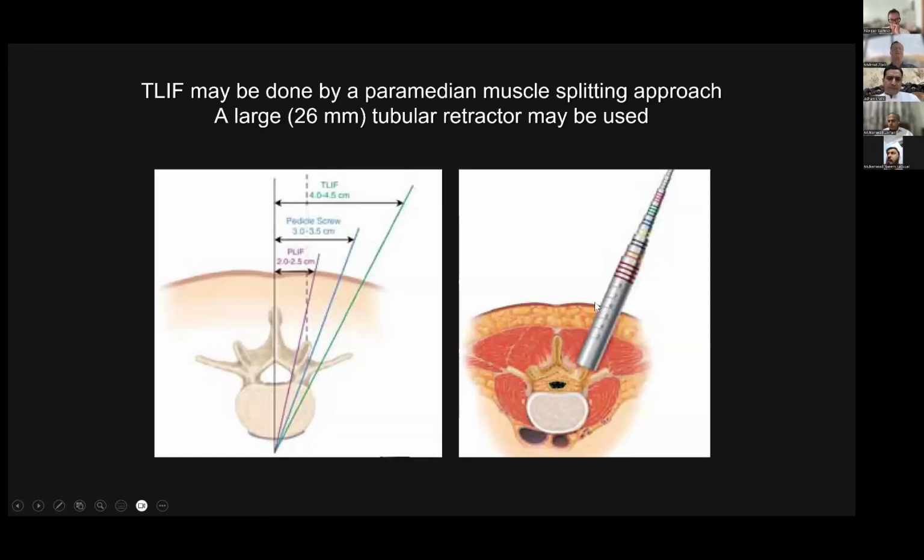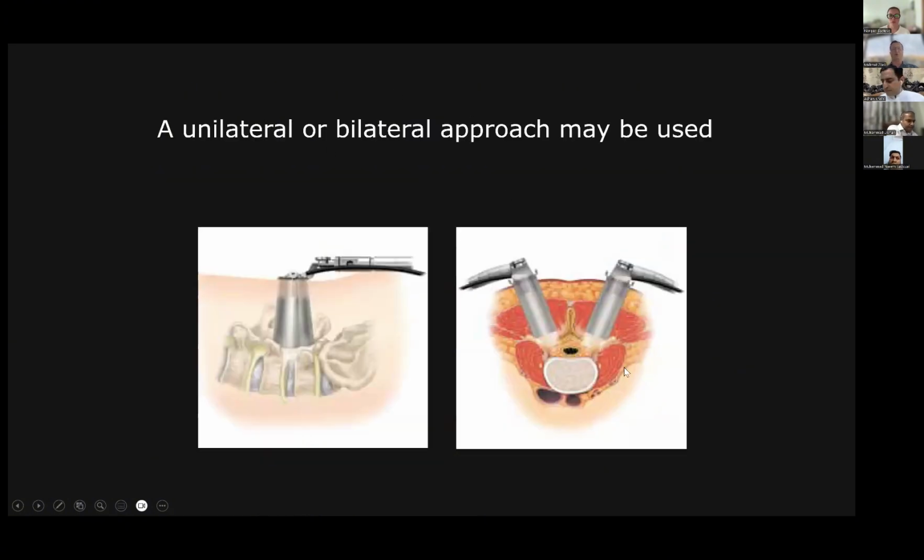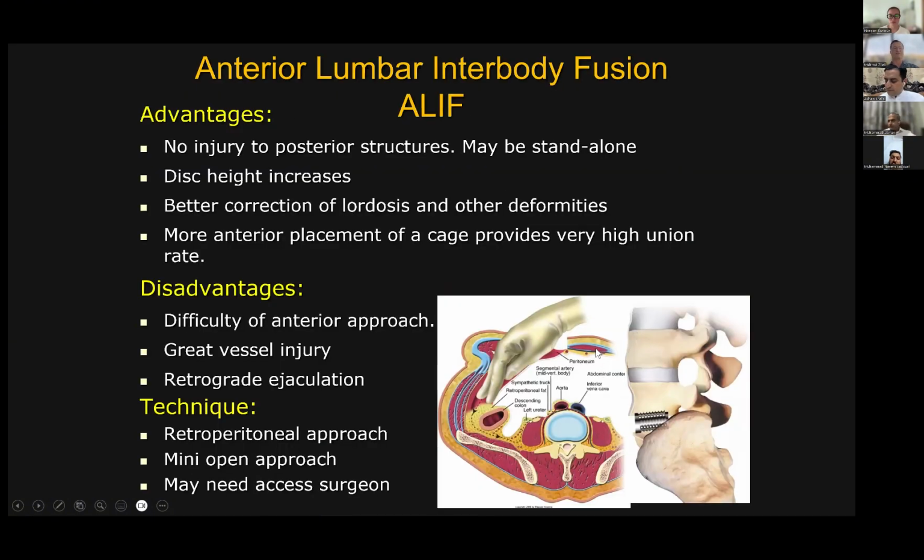You can perform this surgery by minimally invasive techniques, a tube-guided surgery. You can place a 24 millimeter diameter tube, and you can do it on both sides or on one side only. What about ALIF? ALIF is a surgery which can be done by an access surgeon, an abdominal surgeon, or if you are familiar with the anatomy, you can do it yourself.